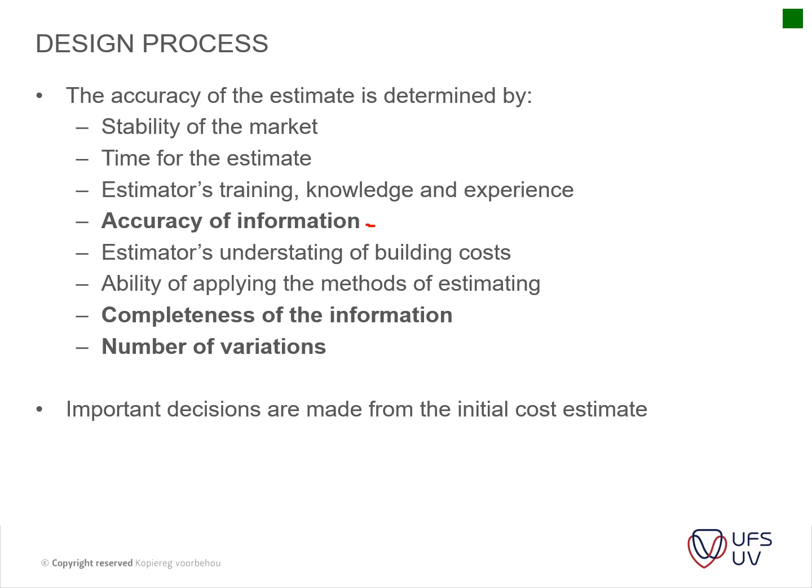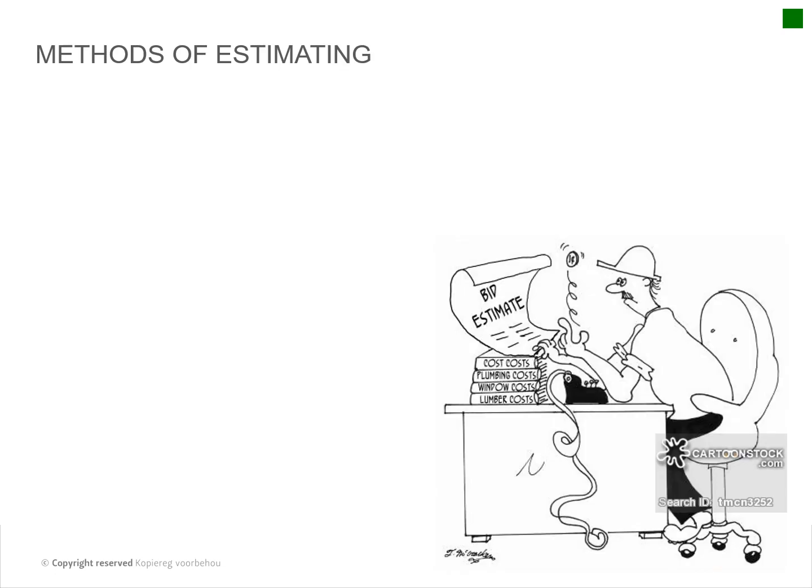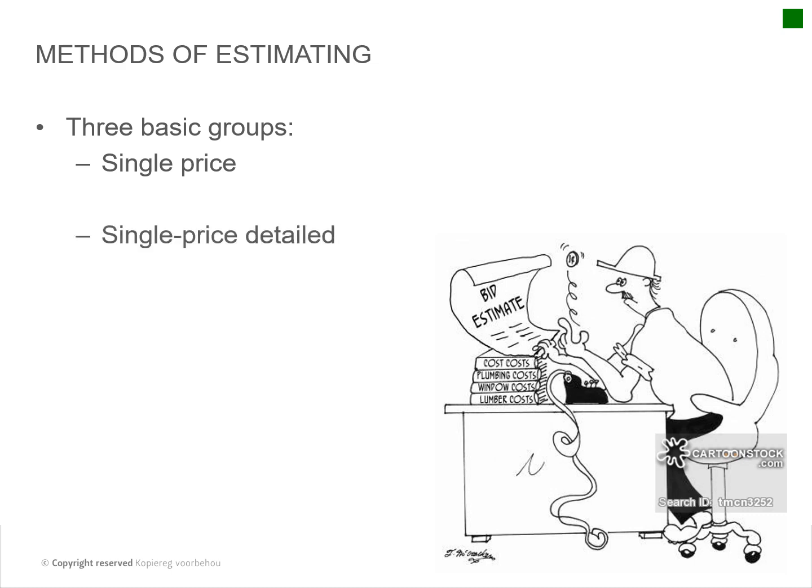Important decisions are made from the initial cost estimate, like I mentioned. Okay, then we've got our methods of measurement. So I've looked at this. This is straightforward. Remember, we've got 9 different estimation methods. We've got our single price methods, our single price detailed methods, and our detailed methods. So each one has 3 estimation methods that we're going to look at.